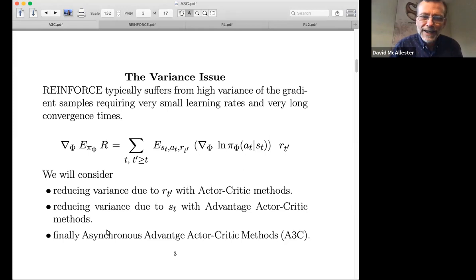And finally, if we use asynchronous methods, which were an alternative to the replay buffer, if you remember from the earlier units, you come to asynchronous advantage actor-critic methods, or A3C, which came out of DeepMind as a refinement and improvement on DQN, which we did last time. So that's a summary of what we're going to do in this unit.